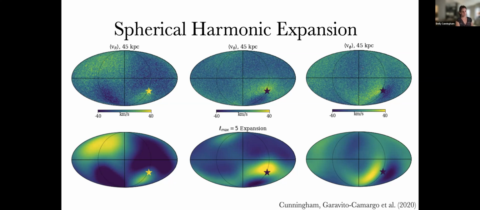And so each little pixel here is color-coded by the mean velocity in that component of motion at that position. Just for the record, initially, in the absence of an LMC, an isolated Milky Way would be completely smooth in all of these different maps. And the position of the LMC I've indicated here with the stars. Then we have the L equals 5 spherical harmonic expansion shown here on the bottom. And so what we can see is that our relatively low order spherical harmonic expansion is able to pick out the salient features in these velocity maps.